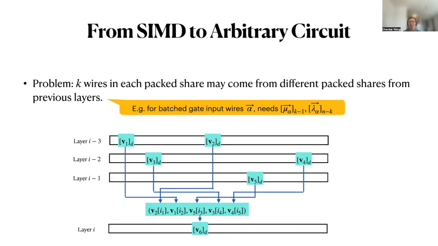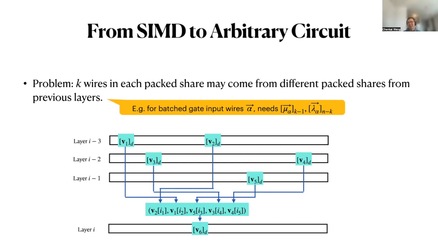In our work, we also enabled our MPC protocol based on packet sharing and made it work for arbitrary circuits. The main problem is that the k wires in each packet share may come from different packet shares from the previous layers, as shown in this figure.